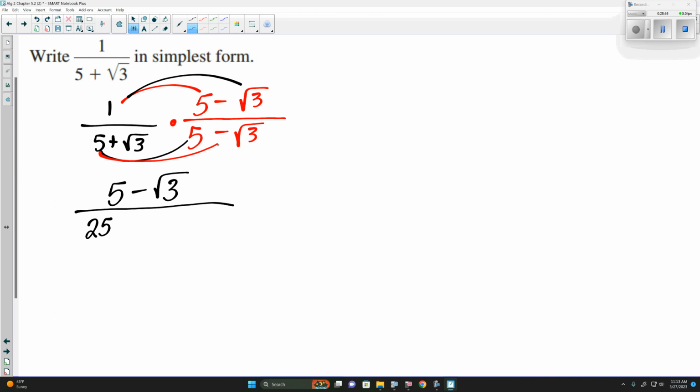Guys, 5 times negative square root of 3 is negative 5 square root of 3. Square root of 3 times 5 is going to be plus 5 square root of 3. And square root of 3 times negative square root of 3, positive times a negative is a negative. Square root of 3 times square root of 3 would be what? Would be square root of 9. What is square root of 9?